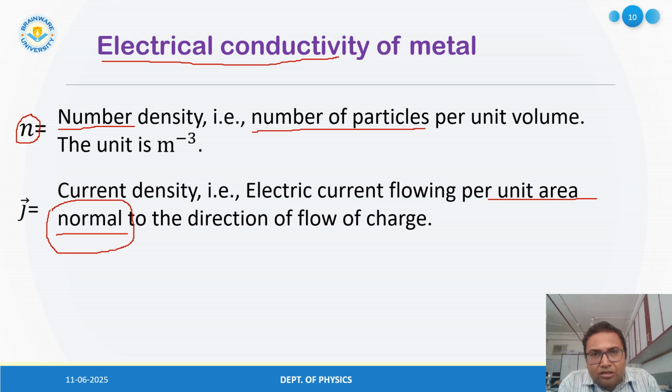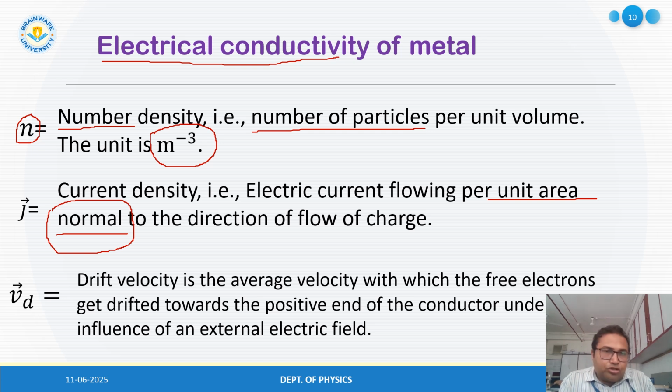Now, what is the unit? Since this is the number of particles, that does not have any unit. It's just a number. Might be 10, 20, 100, 10,000, 1 lakh, 10 to the power 19, 10 to the power 91, I do not know. It's some number divided by volume. So, what is the unit of volume? The unit of volume is meter cube. So, it's number divided by meter cube. Overall, this becomes meter to the power minus 3. So, please do remember that the unit of number density is meter to the power minus 3, or per meter cube. This is the unit.